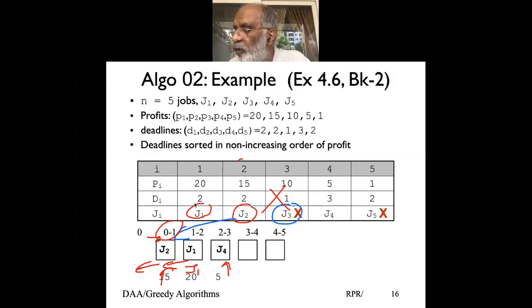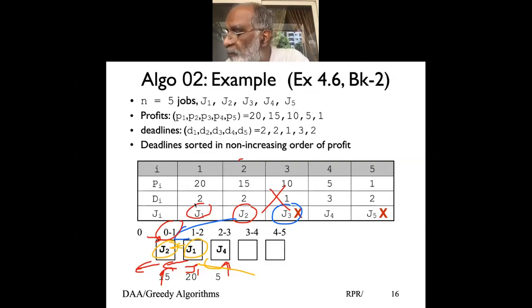Now the job 5. Job 5 has deadline 2. So we start from 2. 2 is already occupied. Go to the previous one. 1 is already occupied. So that means job J5 cannot be scheduled, and we are done.